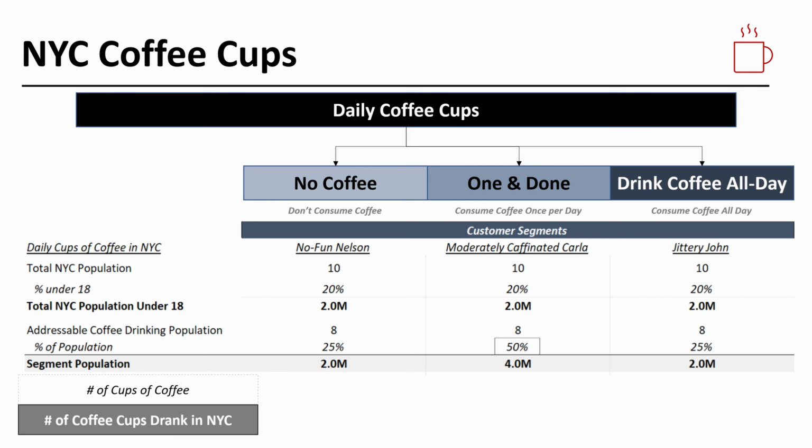About 50% has coffee once per day, and 25% consumes coffee all day, which segments the 8 million individuals that are addressable for drinking coffee into 2 million that don't drink coffee, 4 million that drink it once per day, and 2 million that drink coffee all day.